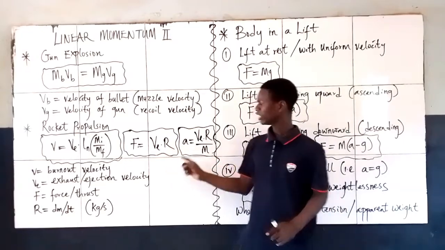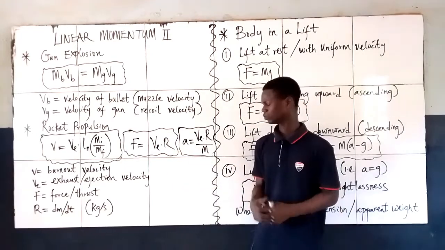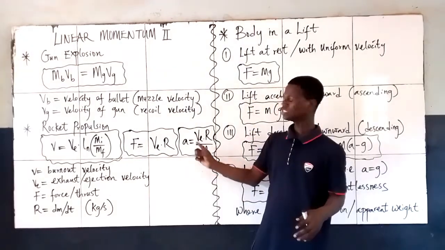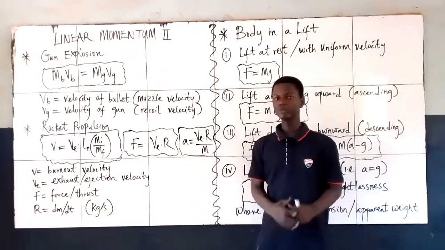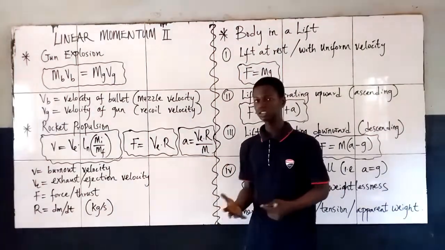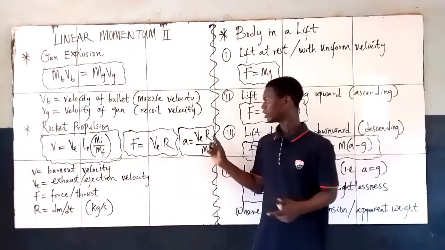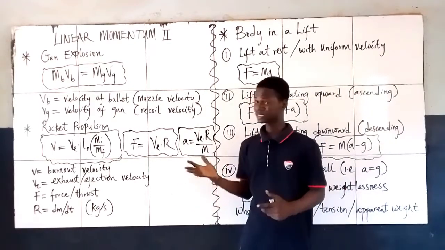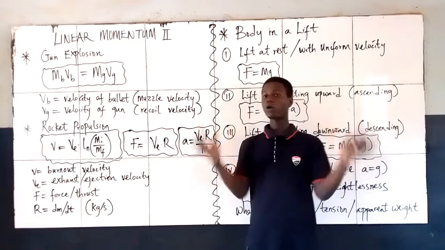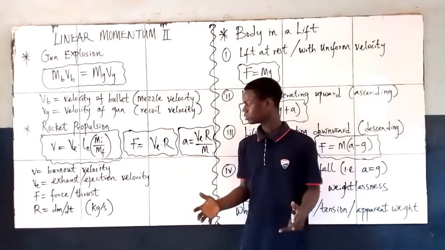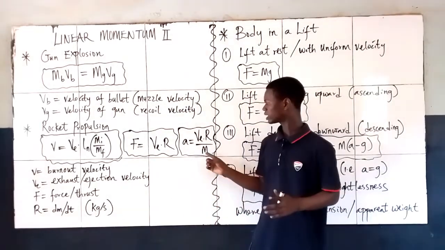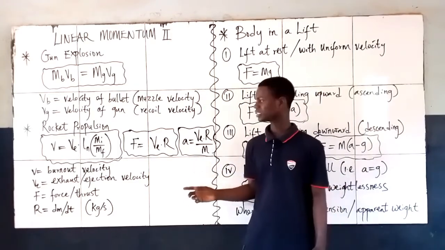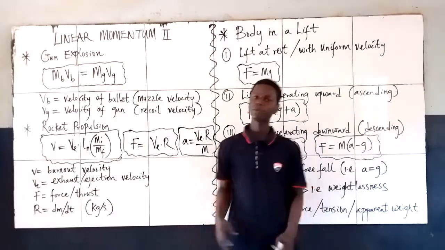And lastly, A, which stands for acceleration. If we're asked to find the acceleration of the rocket at a certain time, this is the formula to use. V_E, meaning exhaust velocity, or ejection velocity, times the rate, where the rate is the mass of fuel burnt in a certain time, over the original mass of the rocket itself. I hope this is clear. This is the formula to use to get the acceleration. So now we know this for rocket propulsion.